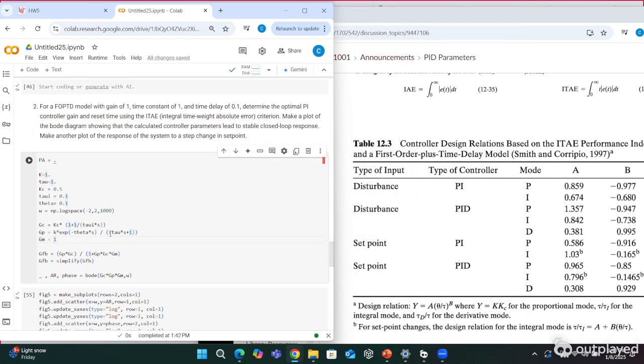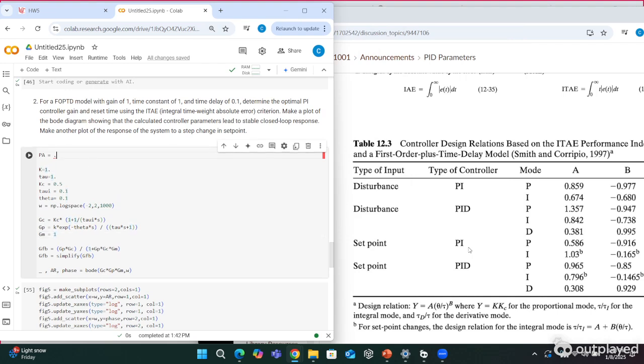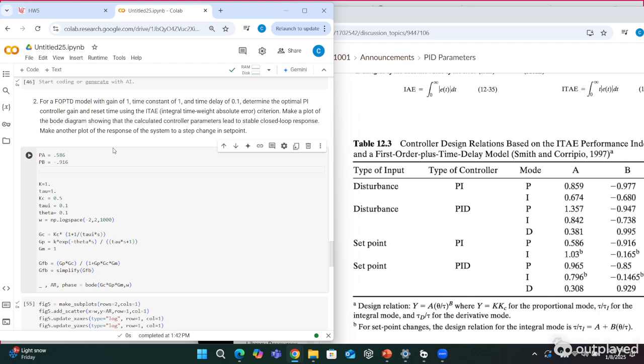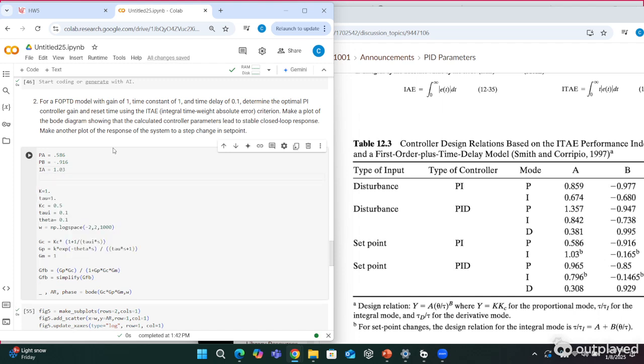I'm gonna lose my camera for just a second. PA is going to be equal to 0.586. PB is going to be equal to negative 0.916. IA is going to be equal to 1.03, and IB is going to be equal to 0.165.